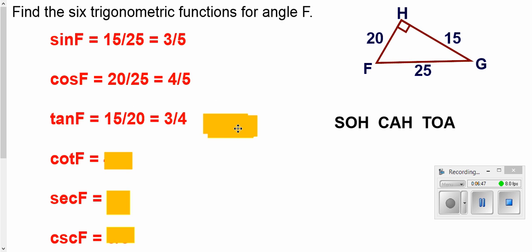Now we just have to do our three reciprocal functions. We have cotangent, that's reciprocal of tangent, so we're going to take our tangent and flip it upside down. We have our secant, that's reciprocal of cosine, so we're going to take that and flip it upside down. We have our cosecant, which is the reciprocal of sine, so we're going to take our 3/5 and flip it upside down.